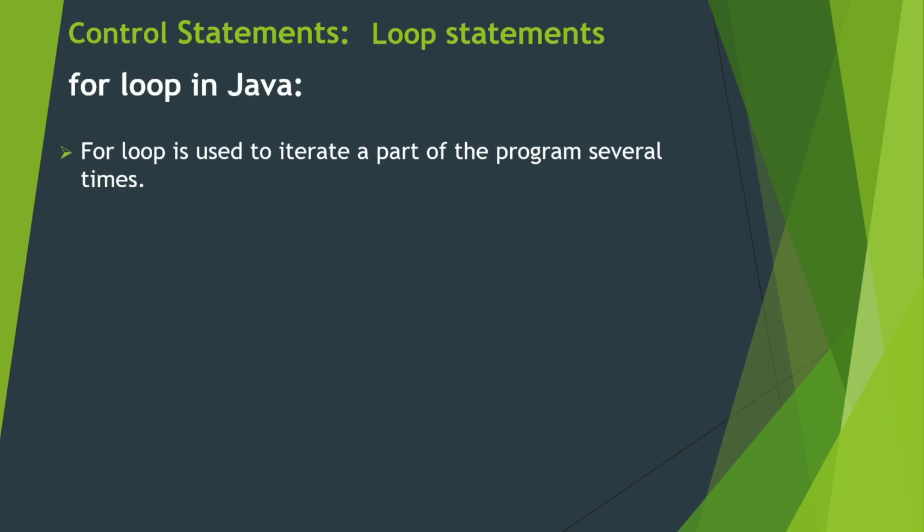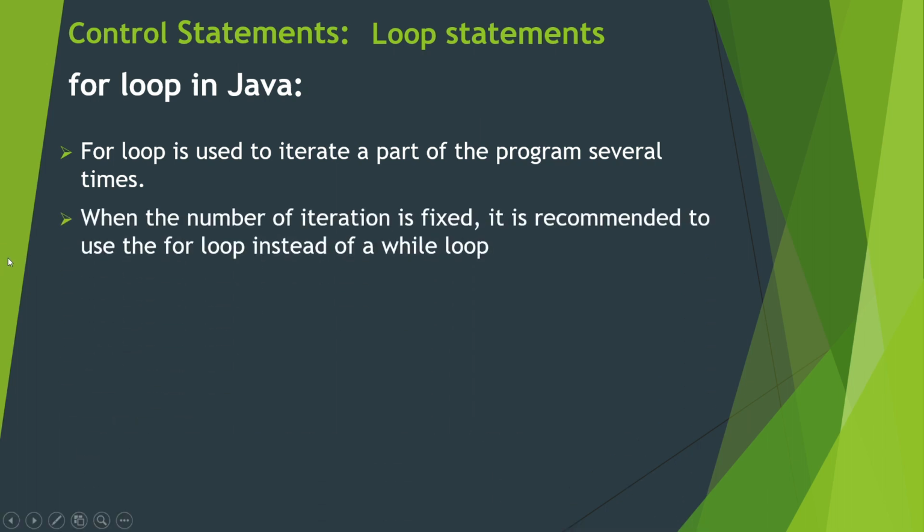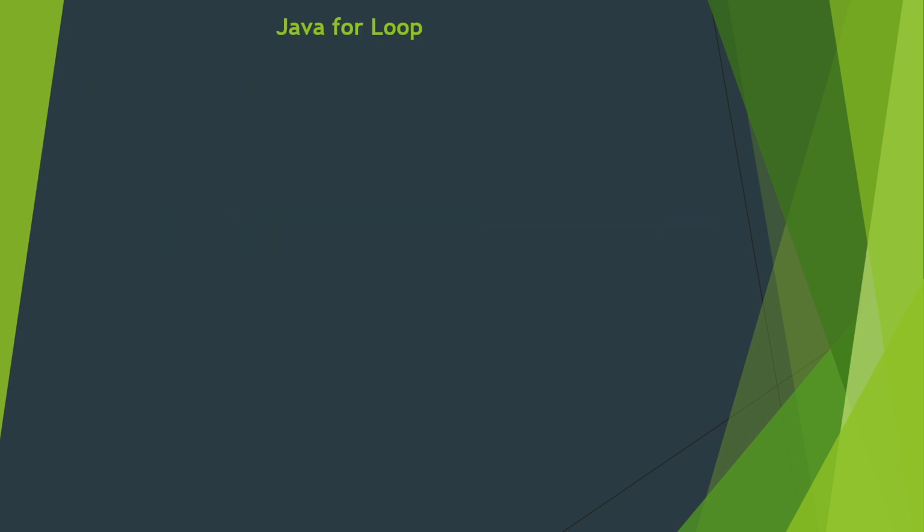What is the definition of a loop? We have already seen for while and do while, right? It is used to iterate a part of the program several times. The for loop does the same. But when do we need to use the for loop? When the number of iterations is fixed, it is recommended to use the for loop instead of the while loop. If iterations are not fixed, then use the while loop. Okay, so let's understand the syntax now.